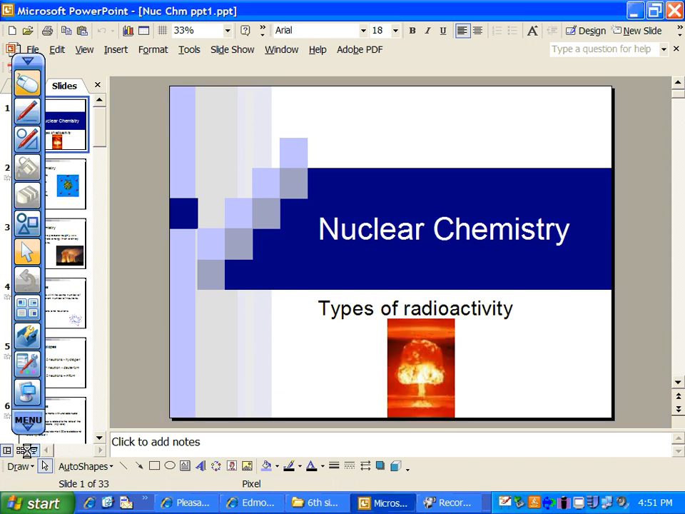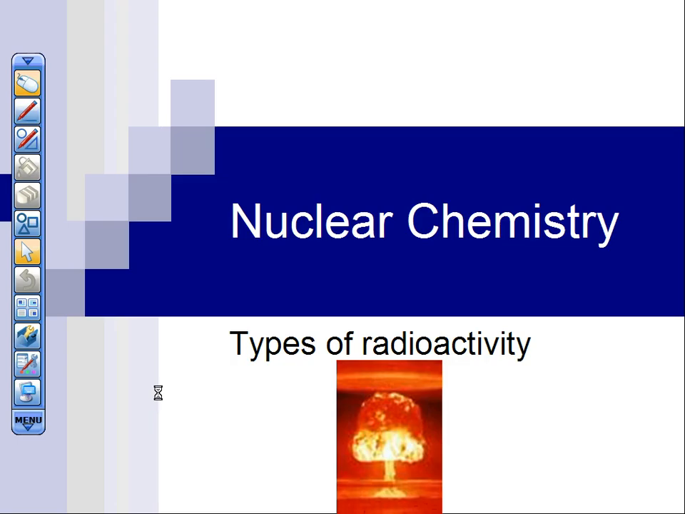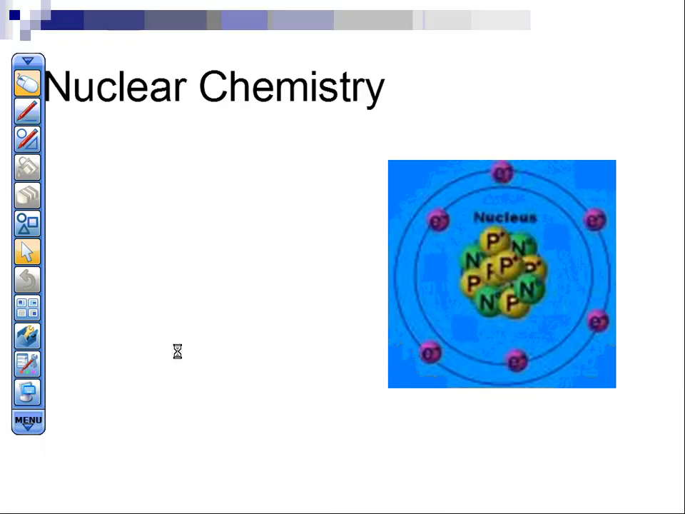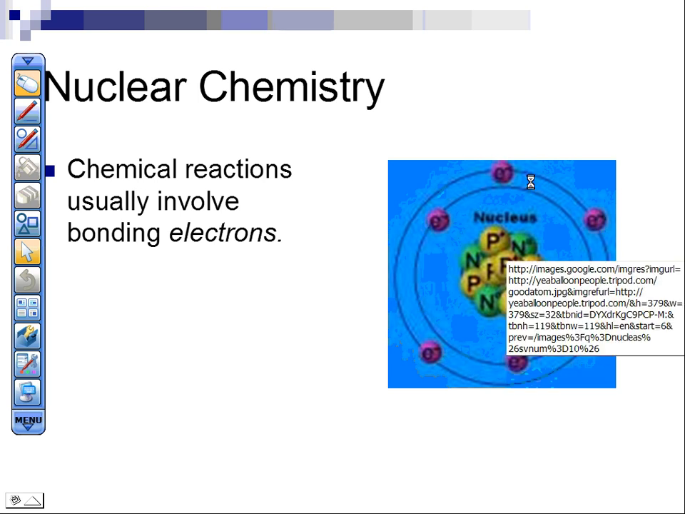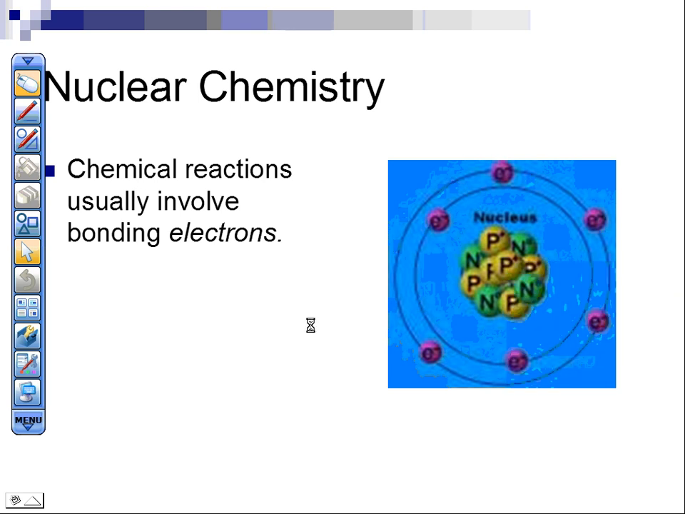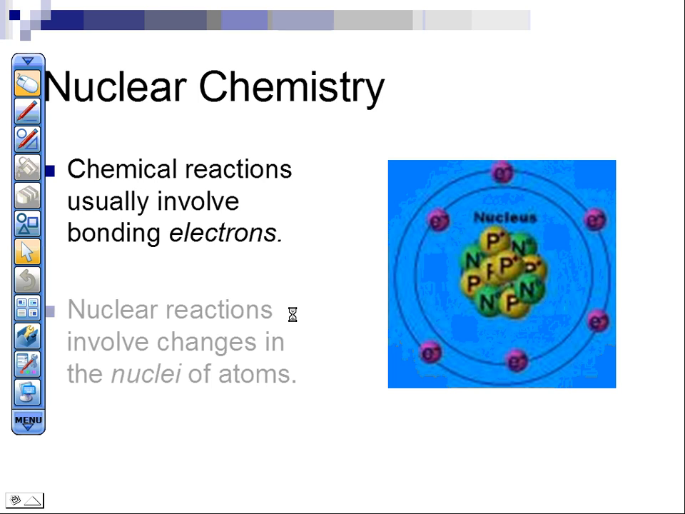One of the things that you need to understand about nuclear chemistry is that it is completely different than what we've been doing. We've been doing chemical reactions, and chemical reactions all have to do with the electrons going around the nucleus. So we've been talking about the sharing or the transferring of those electrons. Nuclear chemistry, on the other hand, involves the actual nucleus, and so we're going to see something going on in the nucleus of the atom.